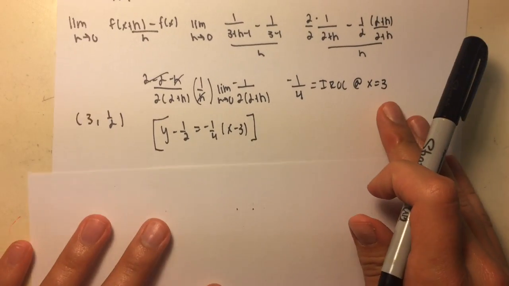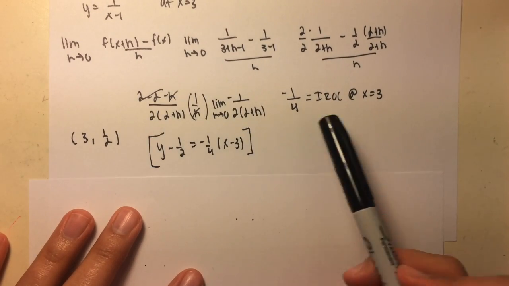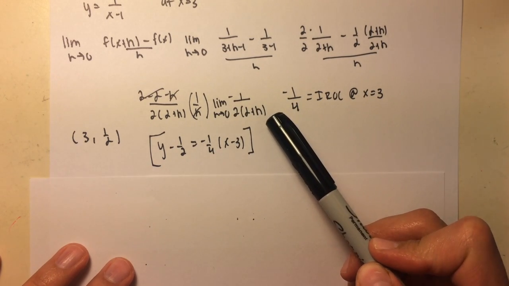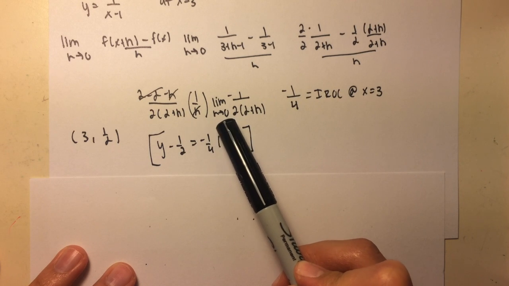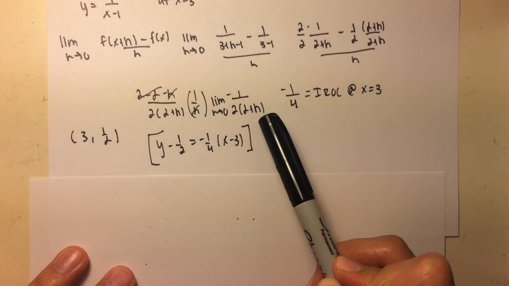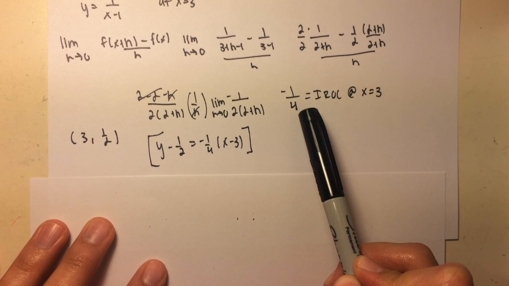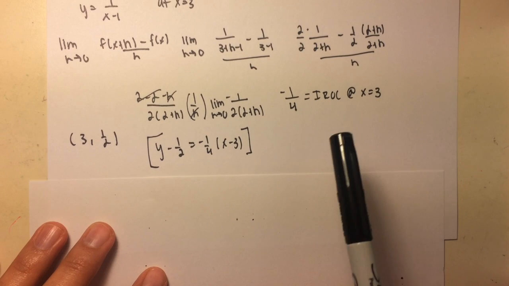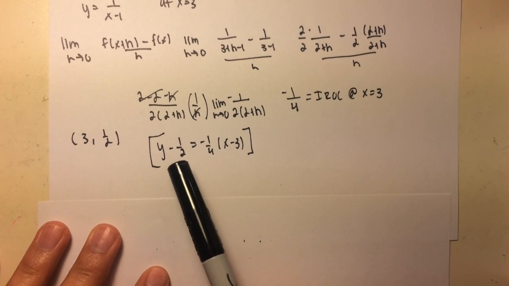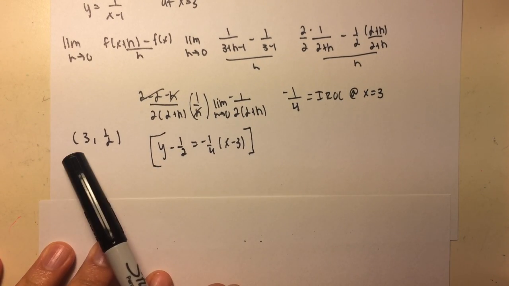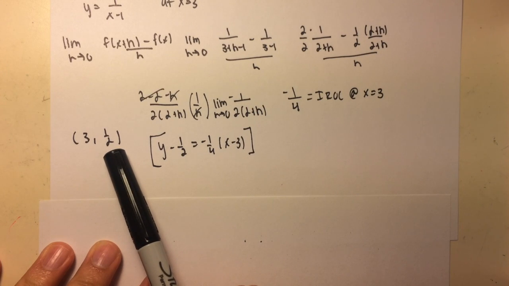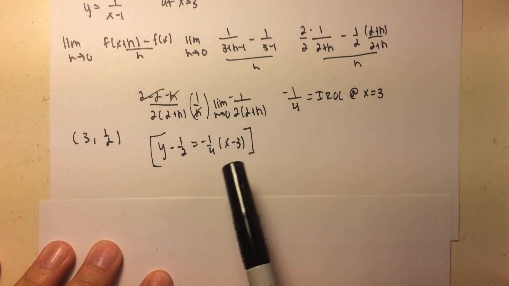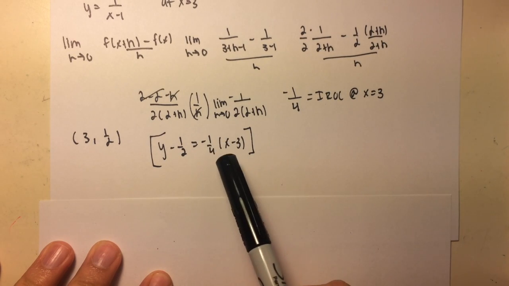We're going to try finding the common denominator, and then when you simplify, we eventually get negative 1 over 2 times 2 plus h. The limit is as h approaches 0, so we can plug in 0 anywhere we see an h, and we get negative 1/4. This is the instantaneous rate of change when x is equal to 3. Now, the tangent line can be found with a point-slope equation. When x is equal to 3, y is equal to 1/2, so y minus 1/2 is equal to the slope, negative 1/4, times x minus 3.